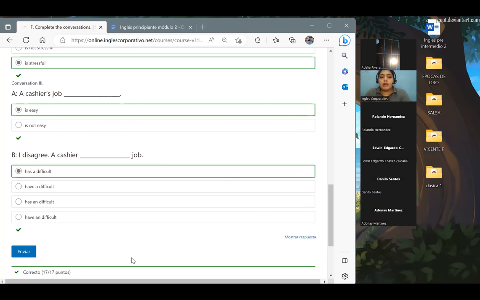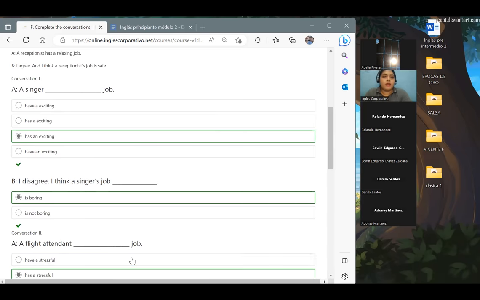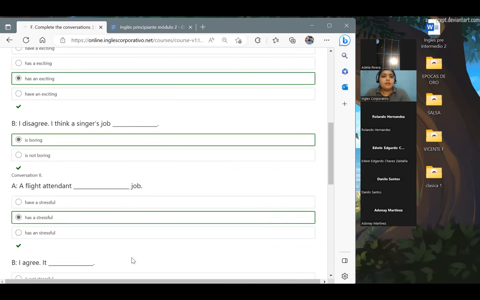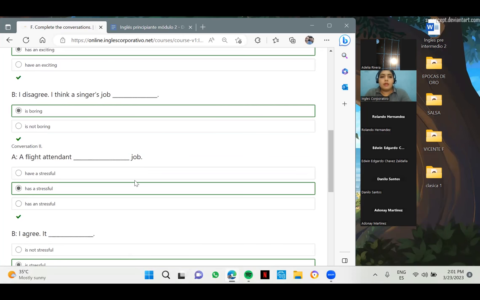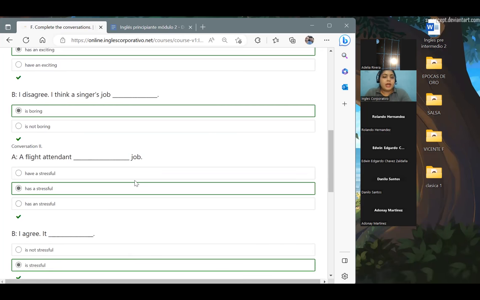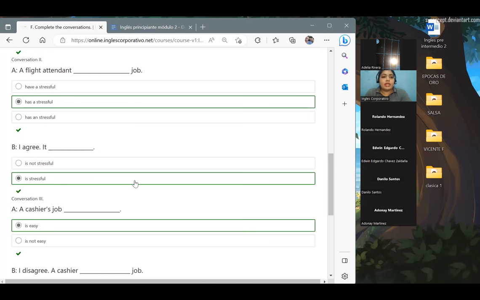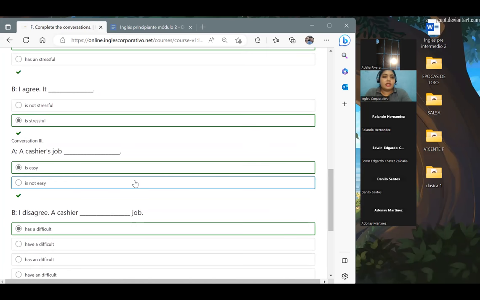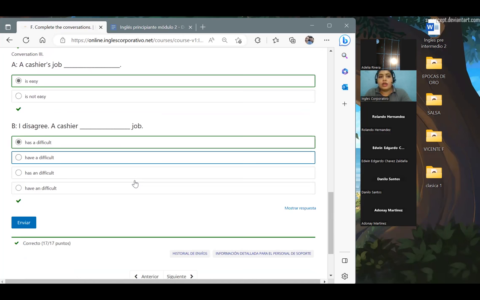Okay, we have all of them correct. So in this case, we have in the number one, has an exciting. Number two is boring. Number three, has a stressful. Number four is stressful. Number five is easy. And the last one has a difficult. So in this case, we have completed the section number three and also the exam. Aquí ya está resuelta la parte 3 y el examen. Para los que ya resolvieron todo eso, parte 1, 2, 3 y el examen, very good.